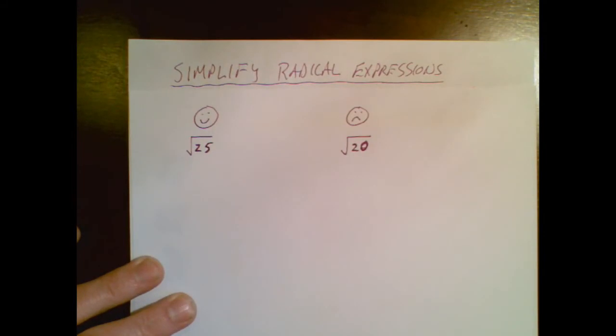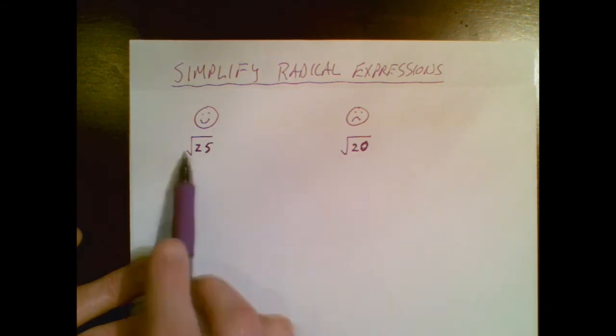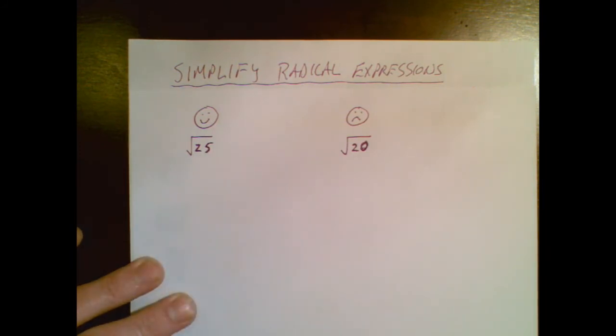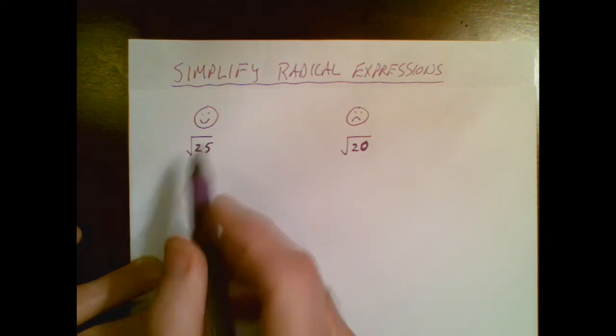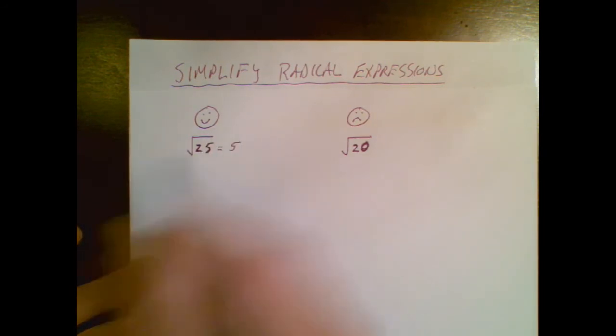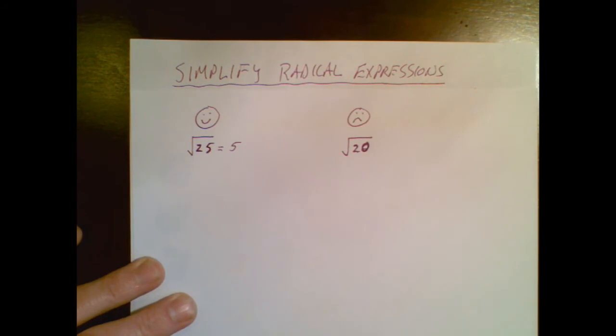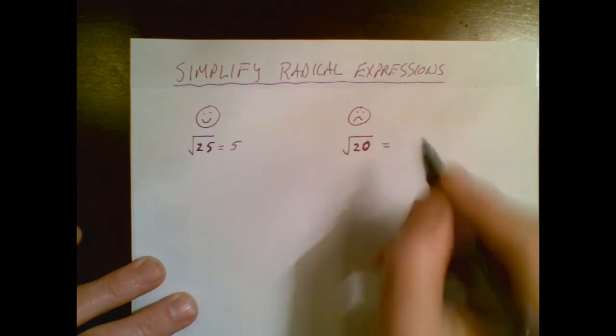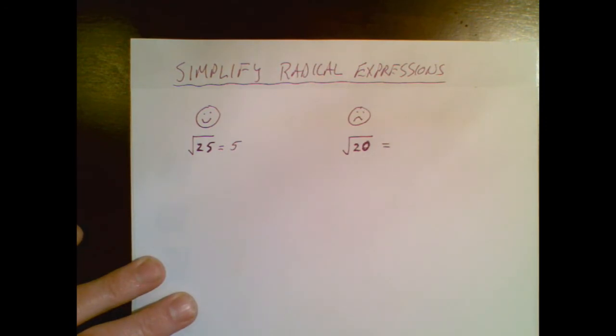We're going to take a look at simplifying radical expressions, and here I have two examples of radicals, in this case square roots. Well, you'd be very happy to see this one because the square root of 25 is 5, and you know that because 5 times 5 equals 25 works out perfectly. But what's the square root of 20?